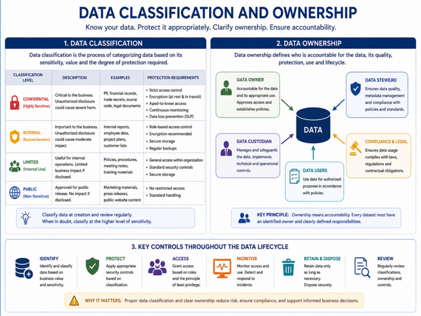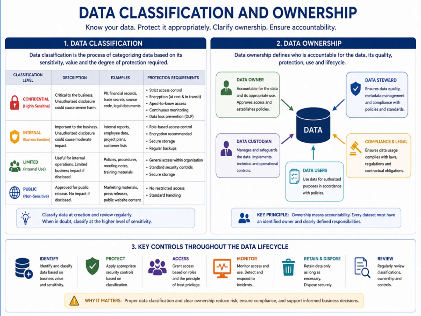Data classification and ownership are essential for protecting information assets and ensuring that data is handled according to its sensitivity and business value. Data classification is the process of categorizing information based on the level of protection required. Confidential data is highly sensitive and could cause severe business impact if exposed. Examples include personally identifiable information, financial records, trade secrets, source code, and legal documents. This type of data normally requires strict access controls, encryption, monitoring, and data leakage prevention controls.